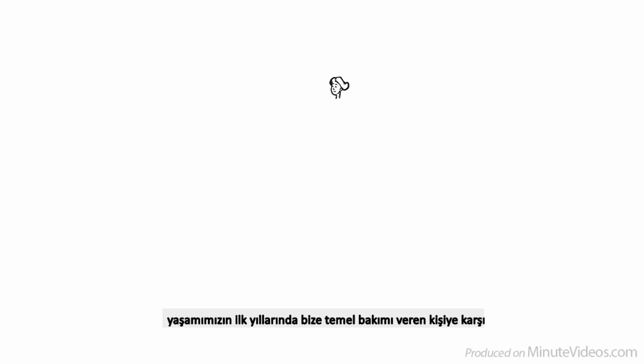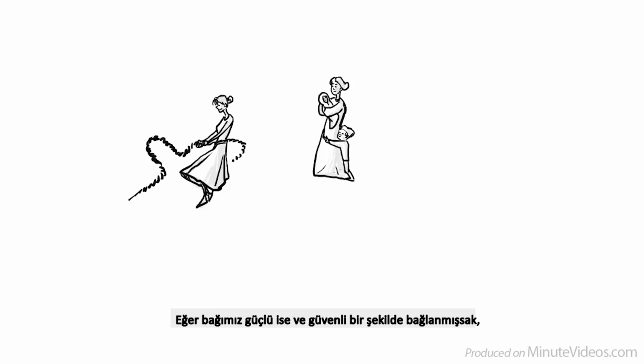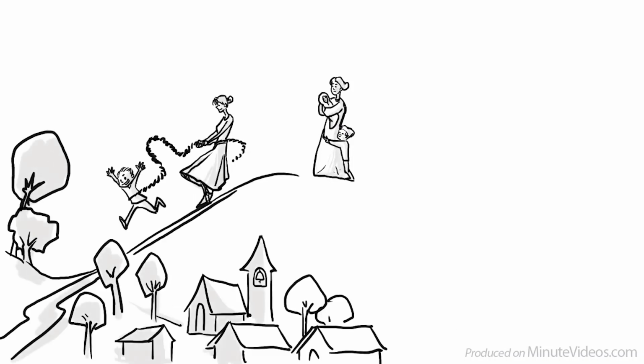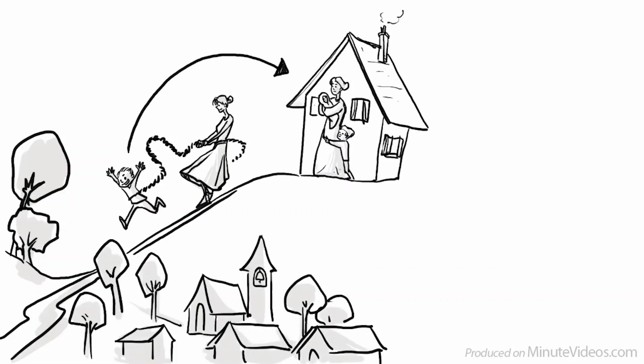Attachment theory argues that a strong emotional and physical bond to one primary caregiver in our first years of life is critical to our development. If our bonding is strong and we are securely attached, then we feel safe to explore the world. We know that there is always that safe base which we can return to any time.